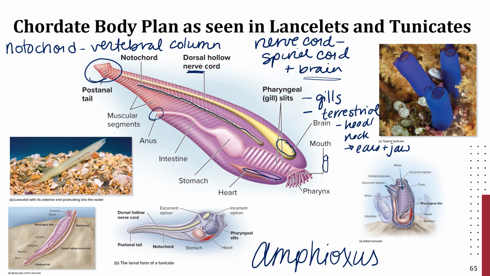The lancelets and tunicates are filter feeders, meaning that they siphon water into their mouth structure, or through the top, acting as a mouth at the top, and then absorb their nutrients on the inside.